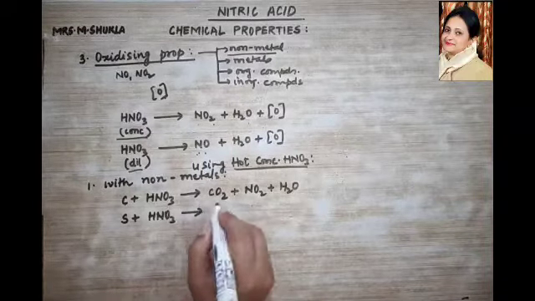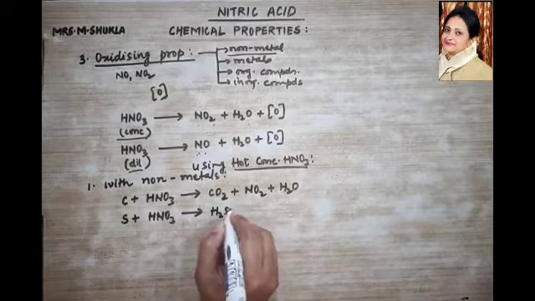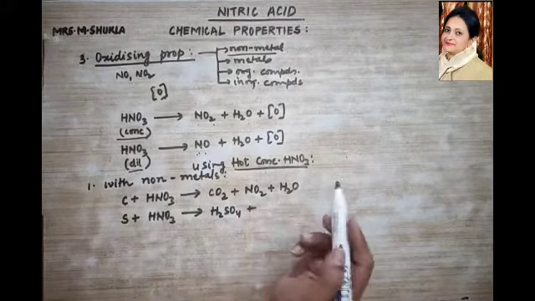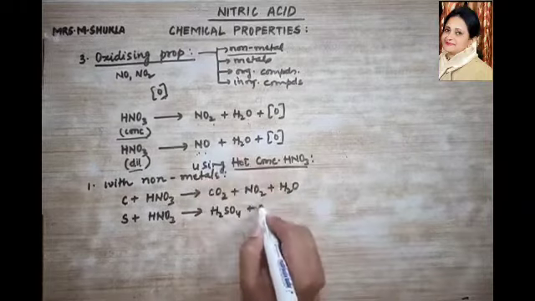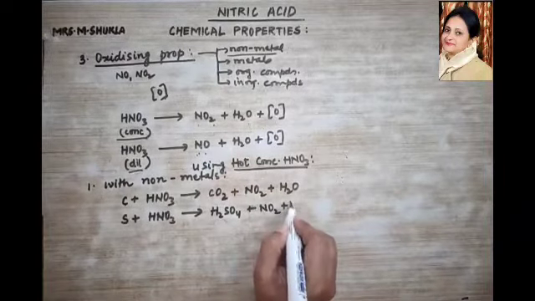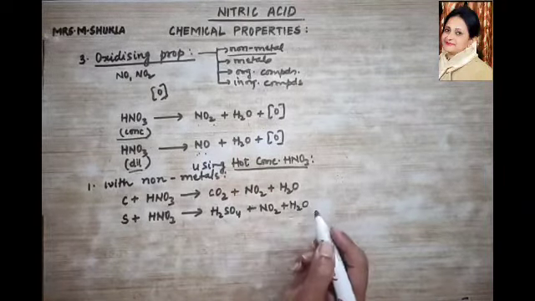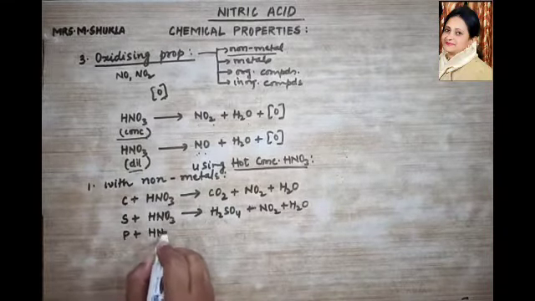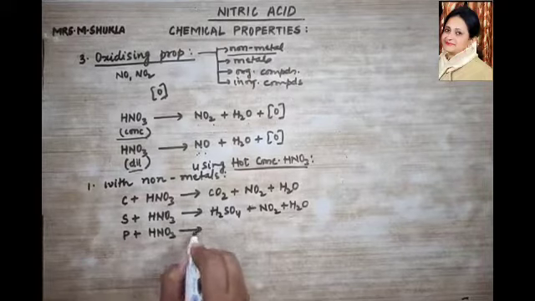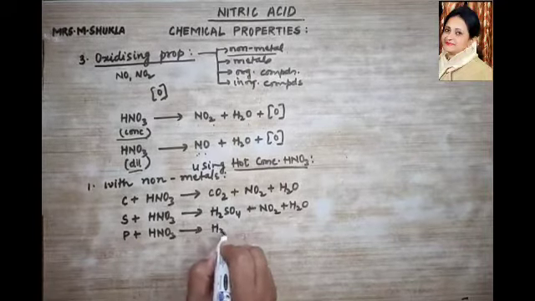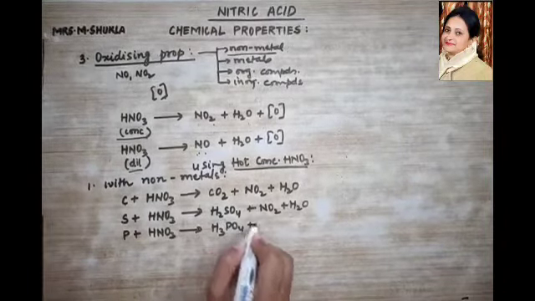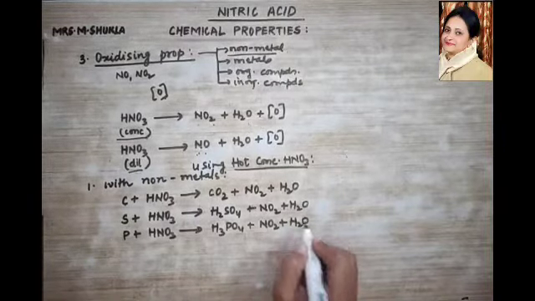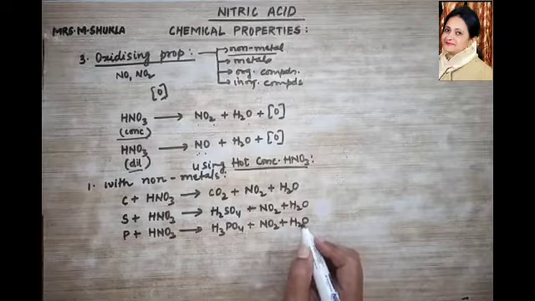So what is it going to form? It will form H2SO4 plus, because I'm using hot concentrated nitric acid, so it has to form NO2 plus water will be formed over here. Similarly, if I use phosphorus with hot concentrated nitric acid, it is going to form phosphoric acid, H3PO4 plus nitrogen dioxide gas is given out and water is also released, right?